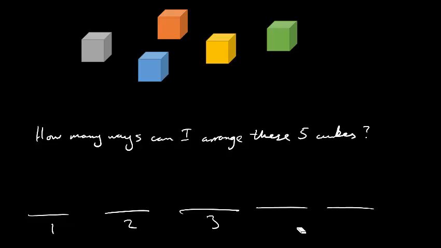Actually, do you know what? I'm going to call them position A, B, C, D, and E. Otherwise, we're just going to have too many numbers going around and worry that people are going to get confused.